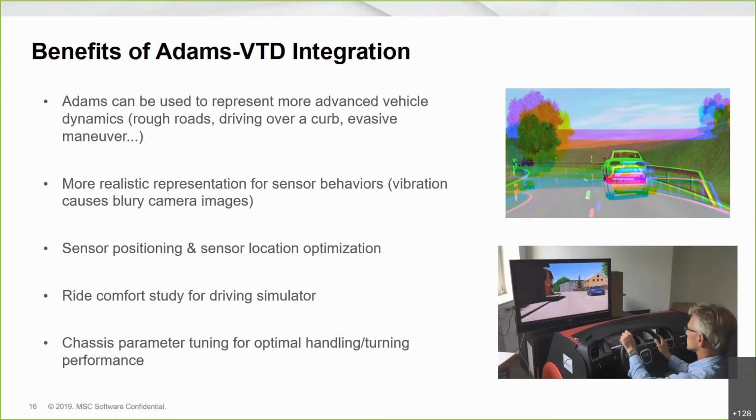So in these scenarios, an engineer who works on sensor positioning or sensor location optimization might want to analyze which location to mount the sensor will have the least vibration in all these different scenarios. Having an accurate vehicle dynamics model is going to be essential for those tasks, for example sensor positioning or even sensor fusion or interpretation.